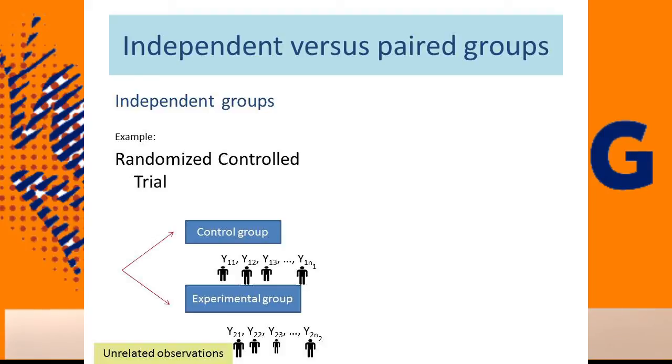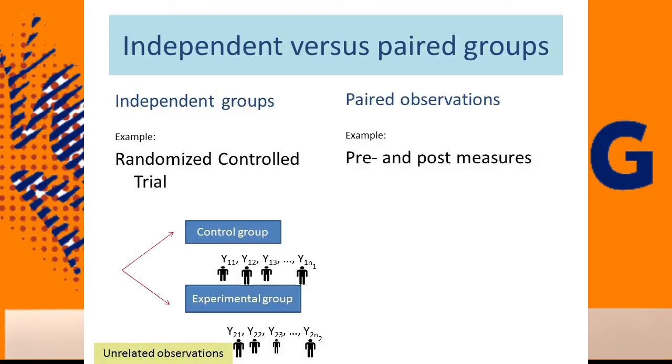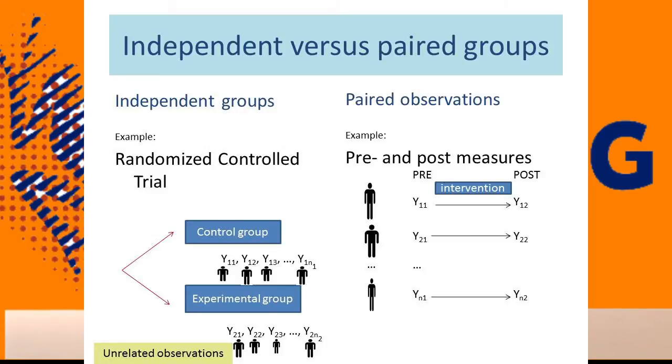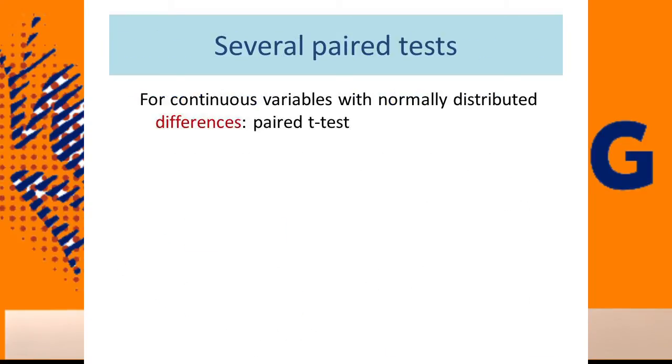An example of paired observations is the design in which respondents have been measured twice on the same variable. For example, blood pressures before and after a physical exercise on the same n individuals. The observations within an individual are related. In this video we will see examples of several paired tests.